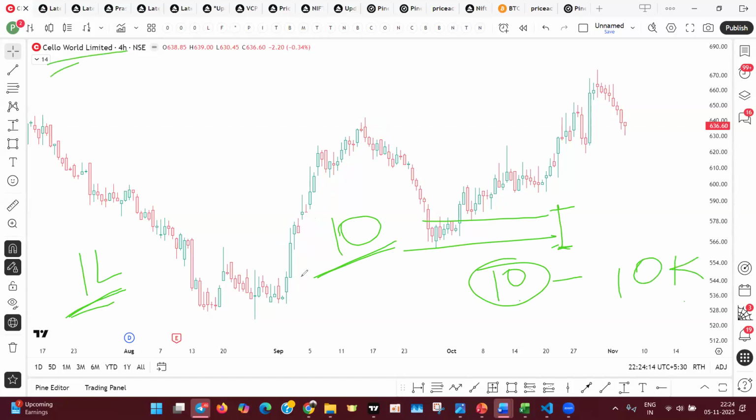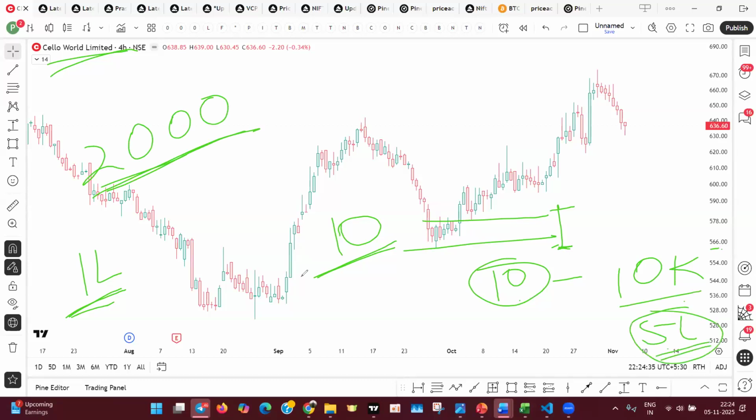If it is an FNO stock, for example, consider this is an FNO stock trading at 500 rupees and the lot size is 2000. These are just random numbers, I have not checked this. So suppose this is a 2000 lot, then you can take 5 lots of futures.